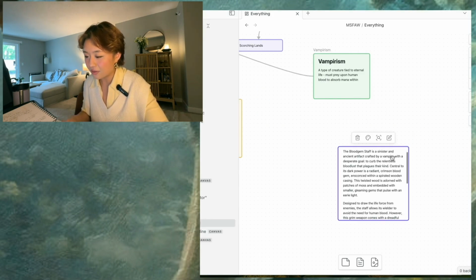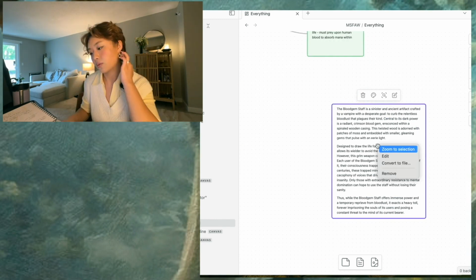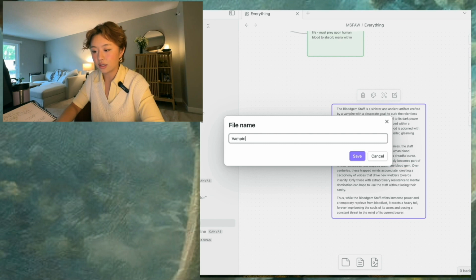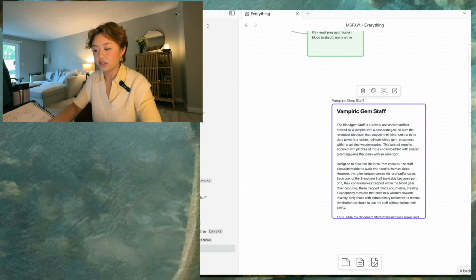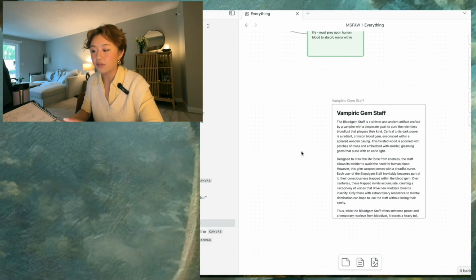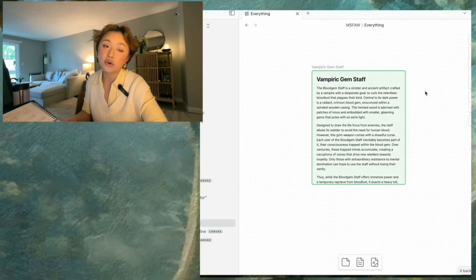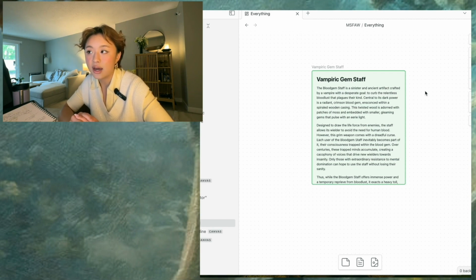Okay, so now we have details about the staff that we created in the short altogether. We're going to, as usual, convert to file, and we're just going to call this vampiric gem staff, and we can create more lore about the very first vampire that did create the vampiric gem staff. But I do assume it's like old vampiric royalty that tried to maybe find a workaround. Maybe it was one of the servants of vampiric royalty that went crazy and didn't want to be a vampire.